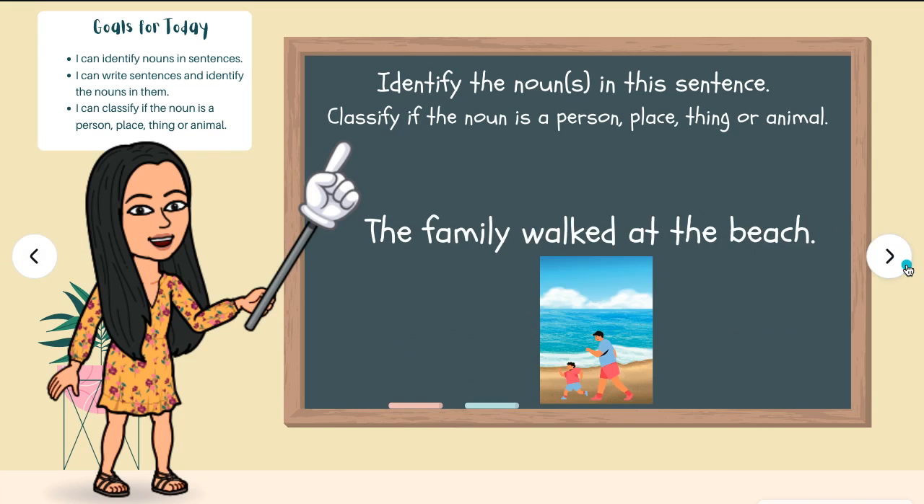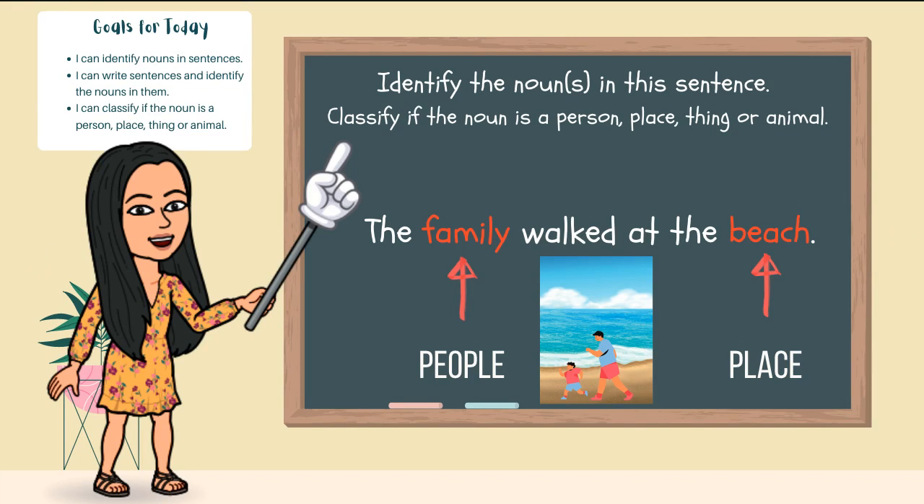Here's the next example. Can you identify the nouns in this sentence? Don't forget to classify if it's a person or people, place, thing, or animal. I'll read the sentence out loud. The family walked at the beach. If you identified these two nouns, wonderful. Family is a noun because it names people, and beach is also a noun because it names a place.